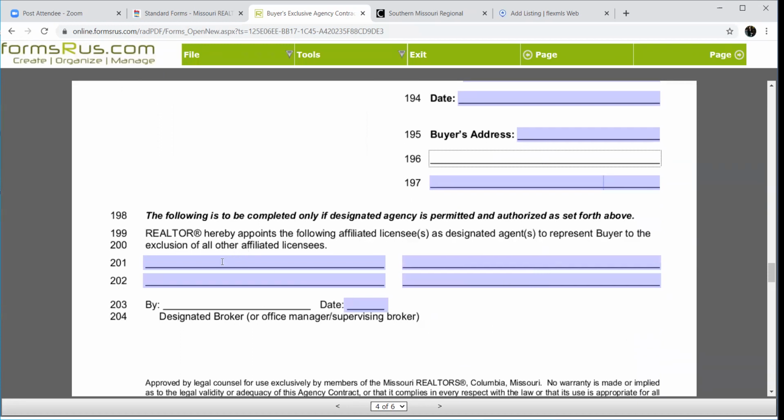Designated agency, this client has hired Keller Williams, and then the brokers of Keller Williams are going to designate you guys to be the agents to work with this client. So anybody that's going to be talking to this client needs to be written in these boxes here, and then Jim or I need to sign it here.